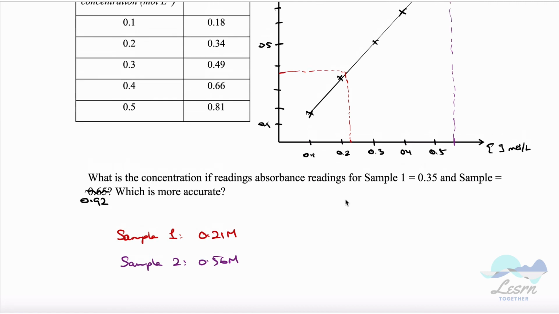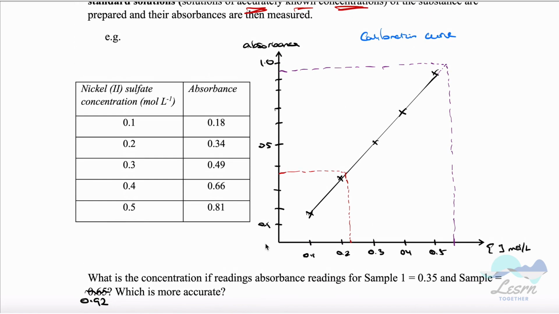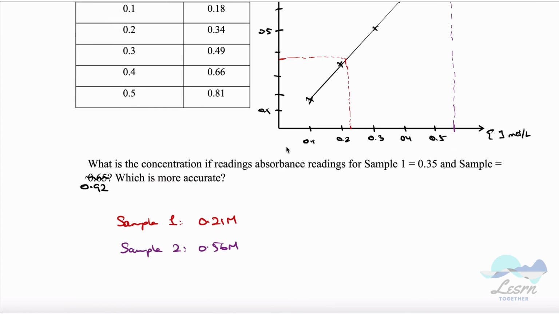And then once we had those absorbance readings, we came back to our calibration curve and we looked at the absorbance on the left-hand side, and then we took that across to the curve and then found out what the actual concentration was. And then we wrote that down there, right?